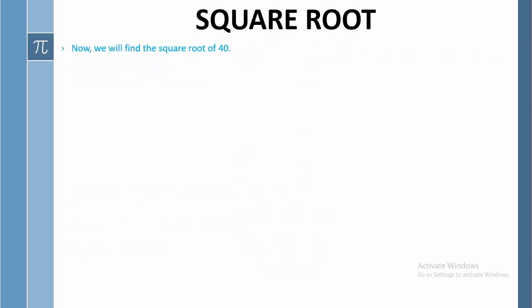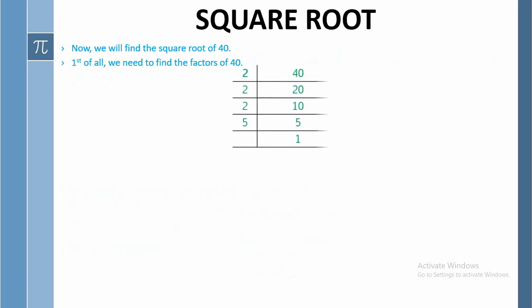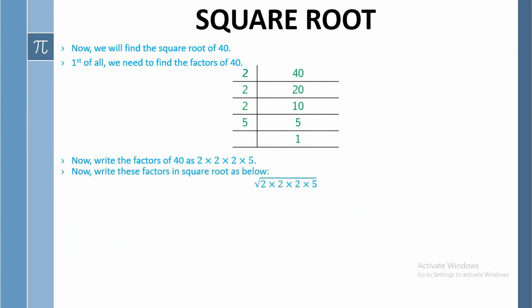Now we will find the square root of 40. We have a value that is equal to 40. First of all we need to find the prime factors of 40, and the prime factors of 40 are 2 by 2 by 2 by 5, like 2 multiplied by 2 multiplied by 2 multiplied by 5. We need to write these prime factors under the square root, and the value would be written like this: root of 2 by 2 by 2 by 5.